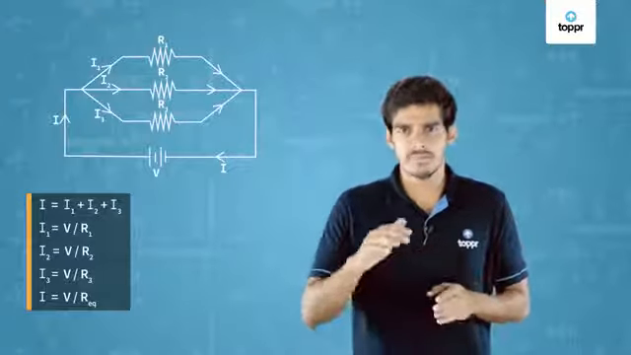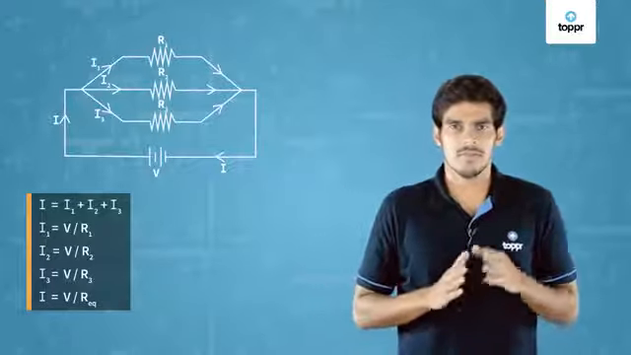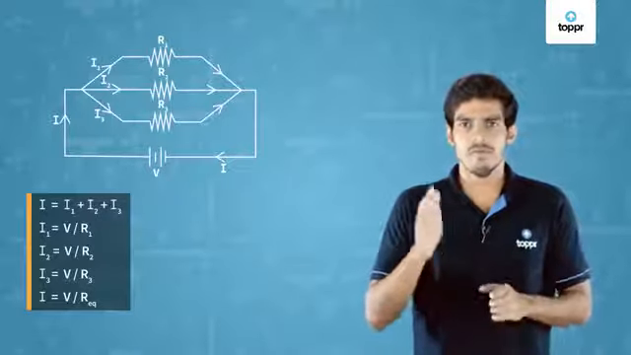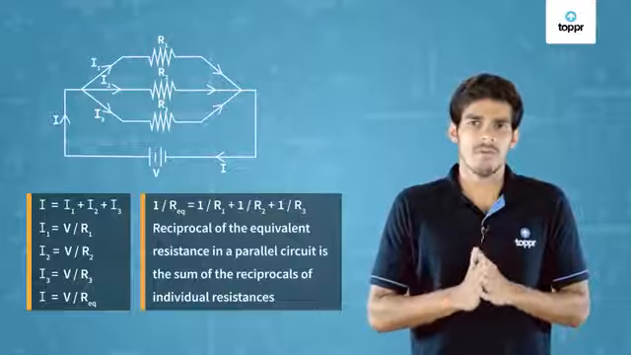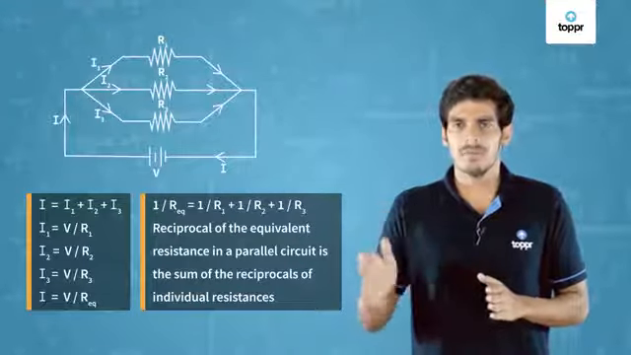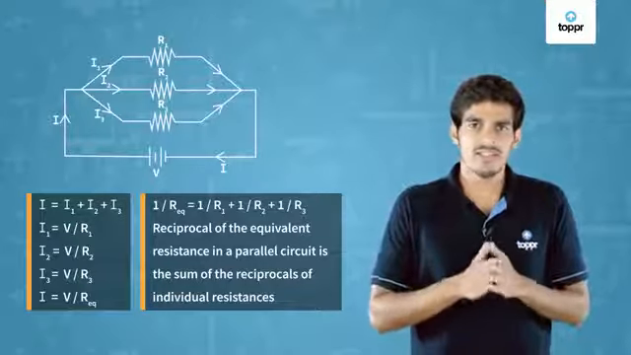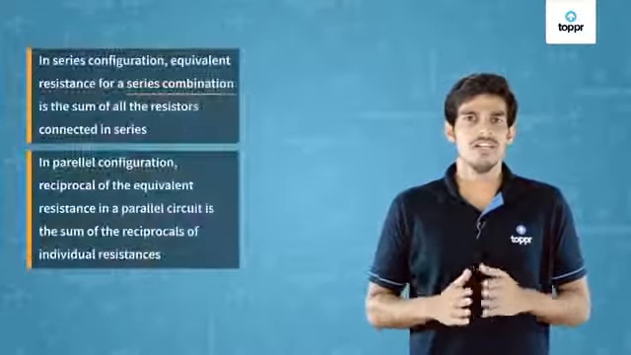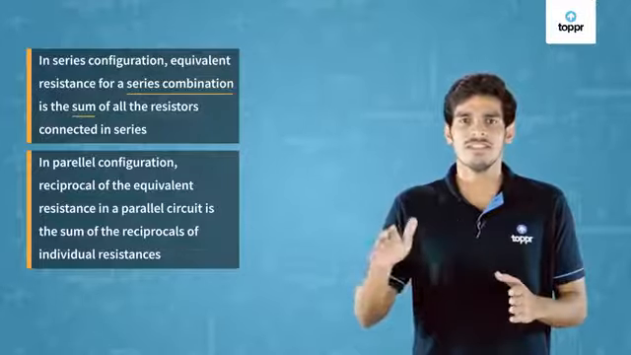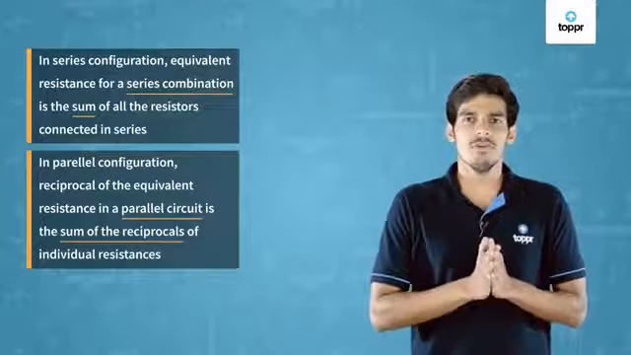From Ohm's law, I is equal to V divided by R. Also, let I equal to V divided by R equivalent. Therefore, V divided by R equivalent is equal to V by R1 plus V by R2 plus V by R3. Thus, 1 by R equivalent is equal to 1 by R1 plus 1 by R2 plus 1 by R3. Therefore, for resistors connected in parallel, the reciprocal of the equivalent resistance is equal to the sum of reciprocals of the individual resistances. So, we have calculated the equivalent resistance for both configurations. For a series configuration, the equivalent resistance is equal to the sum of all resistances connected in series. In a parallel configuration, the reciprocal of the equivalent resistance is equal to the sum of reciprocals of the individual resistances.